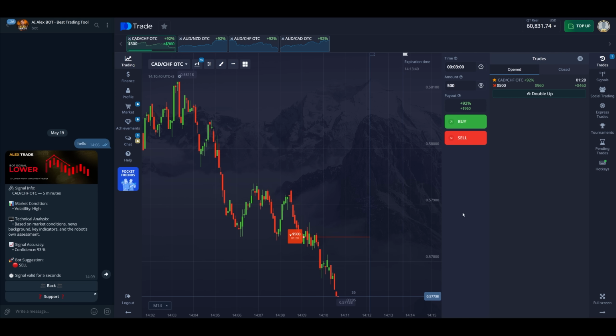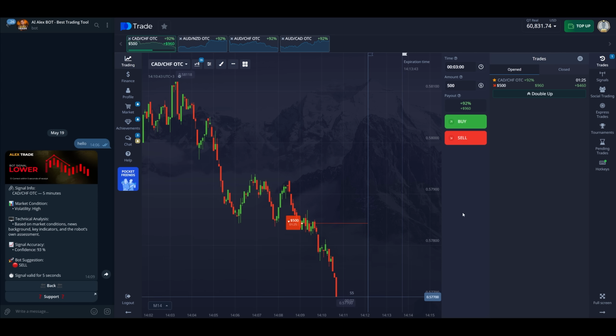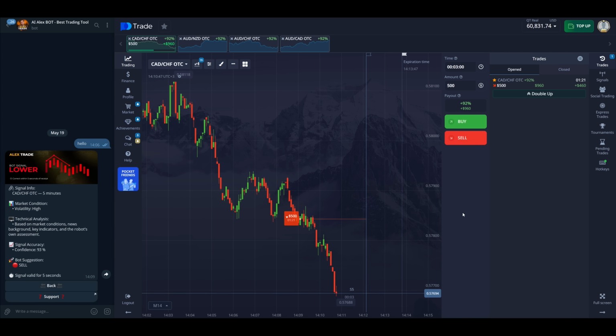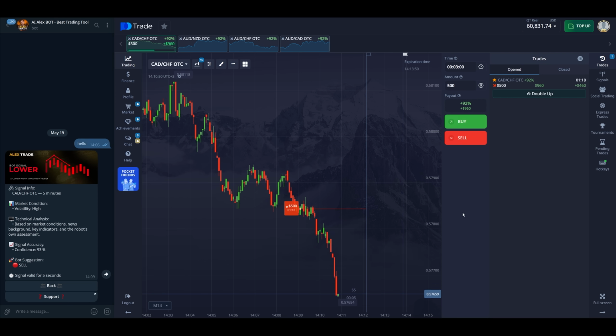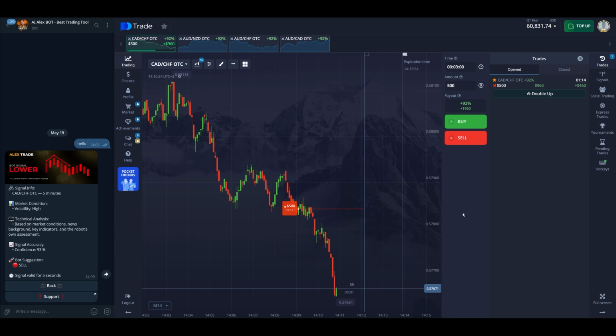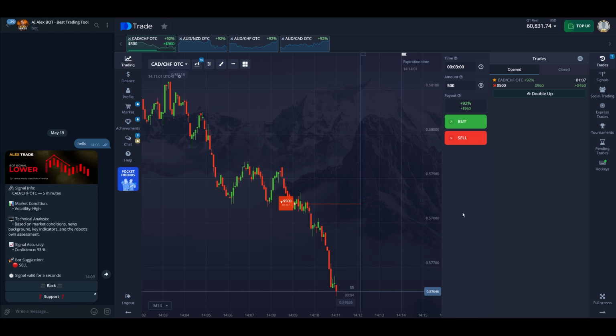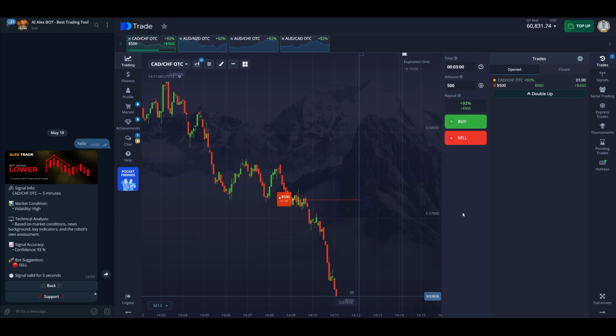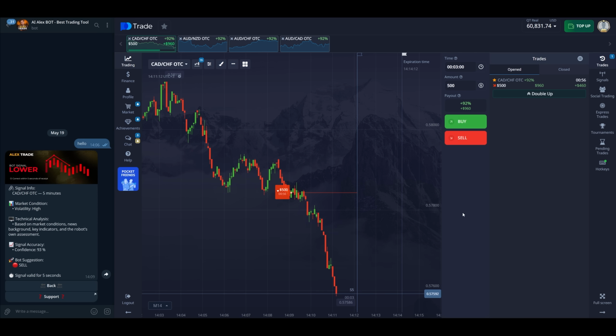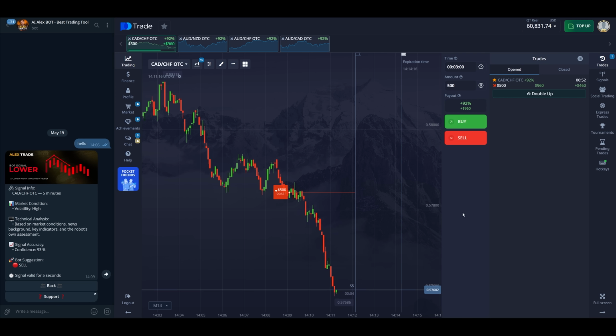Why is this important? Because each pair has its own behavior. Levels, amplitude, periods of activity, all of that affects the outcome. If you concentrate, you start to feel the dynamics, notice patterns, and pick up on the nuances. Together with the bot, which already takes all of this into account, you create a powerful combination.